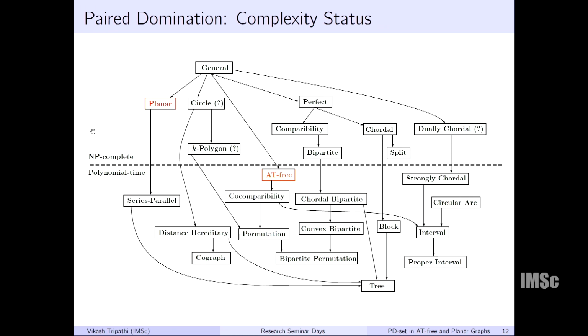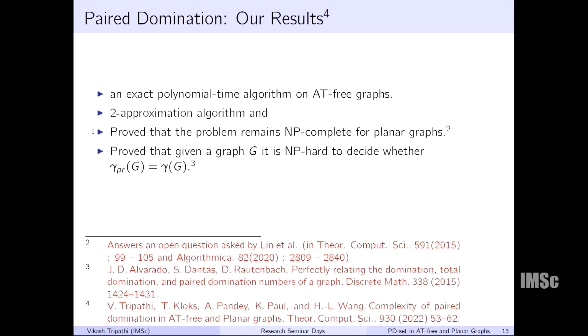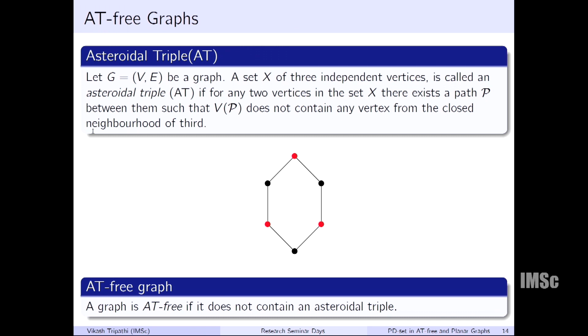We also gave a polynomial time algorithm for the problem on AT-free graphs and an approximation algorithm for the problem on AT-free graphs. So these are the results that we gave. We also proved that for a given graph it is NP-hard to decide if the pair domination number is exactly equal to the domination number.